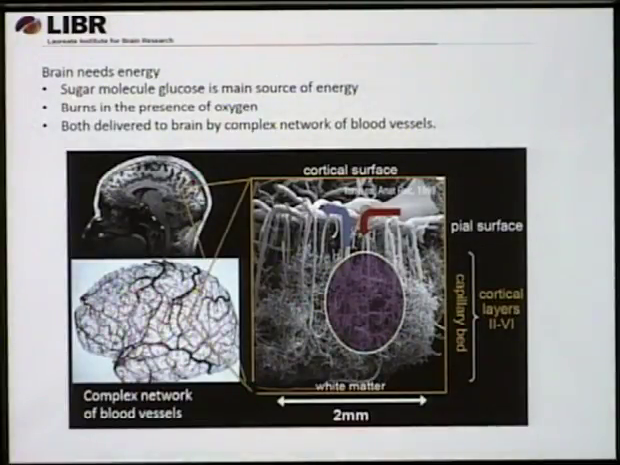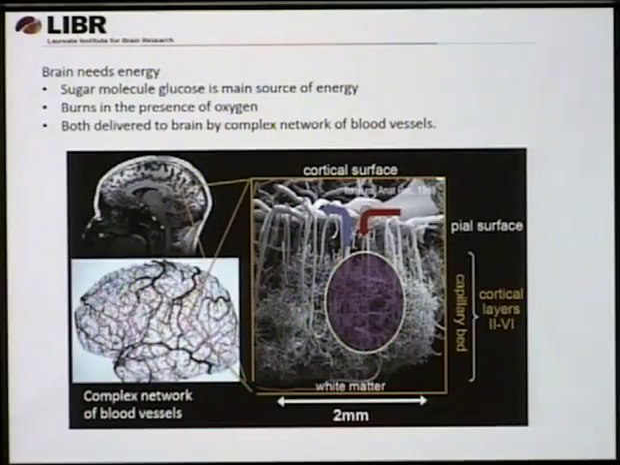Because the brain needs energy, sugar is needed, right? The energy is produced in the presence of oxygen. So how is oxygen delivered to the brain? Inside the brain, we have a vast network of vessels. This slide shows a very small voxel from the gray matter, about 2 millimeters in size, twice as much as what I showed you from the mouse. But besides the packed neurons, there is also a forest of vessels.